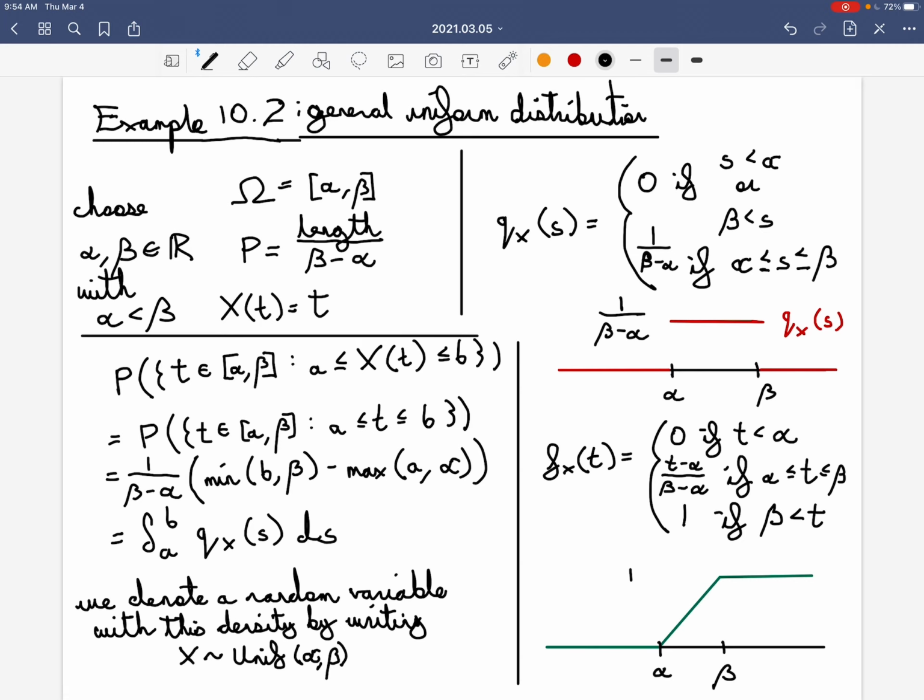Okay, and then the cumulative distribution function of the general uniform distribution is this thing which looks very similar to what it did when we had the standard uniform distribution, except now the slope of the line is different. Now, instead of being a line of slope 1 from 0 to 1, the inclined part is a line of slope 1 over beta minus alpha from alpha to beta.